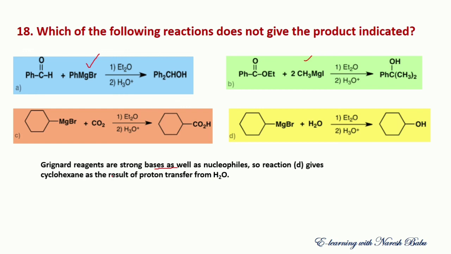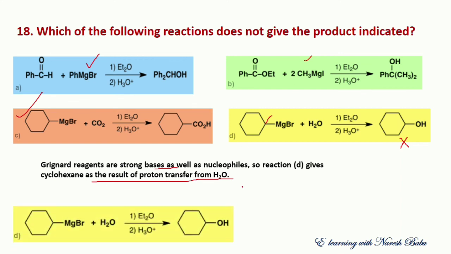So reaction D gives cyclohexane as a result of proton transfer from water. There is proton transfer to the water, so water is converting into H3O plus, but it is not forming OH at this position. So cyclohexanol is not given, cyclohexane only it will give. The remaining products are forming as shown here, A, B, C. So D is not going to form. So D is the answer.